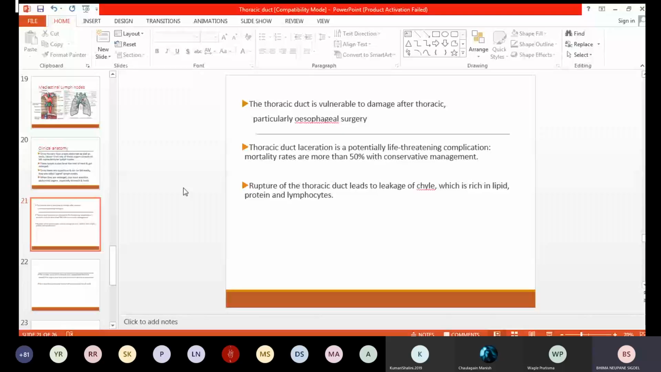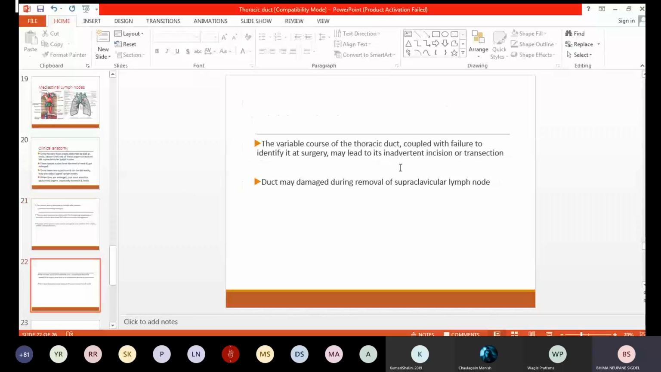I also mentioned the variable course of the thoracic duct, coupled with failure to identify it at surgery, may lead to inadvertent incision or transection of the thoracic duct. So you need to know the course of the thoracic duct while doing surgery of the thoracic region. It is very thin and has a beaded appearance; in a diagram you can draw it, but in the cadaver you can't see the exact beaded appearance of the thoracic duct.